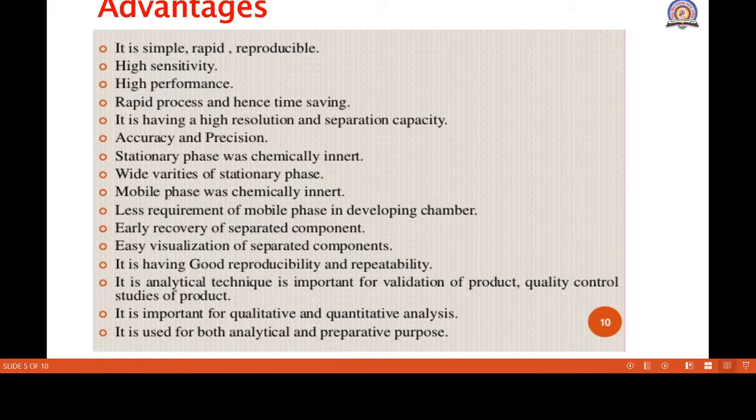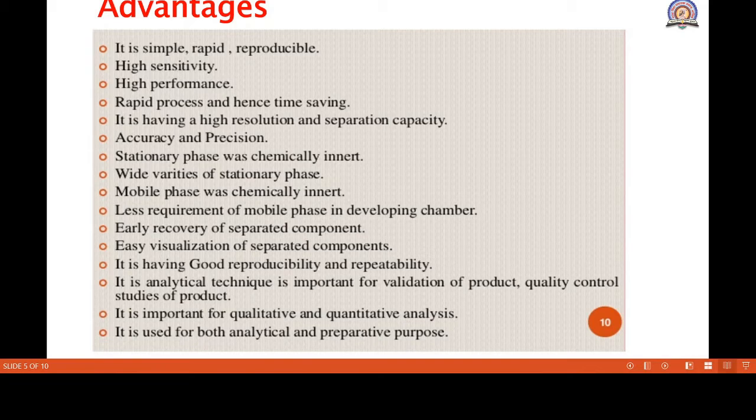There is easy recovery of separated components and easy visualization of separated components. It has good reproducibility and repeatability. This analytical technique is important for the validation of a product, quality control, and studies of the product. It is important for qualitative and quantitative analysis and it is used for both analytical and preparative purposes.